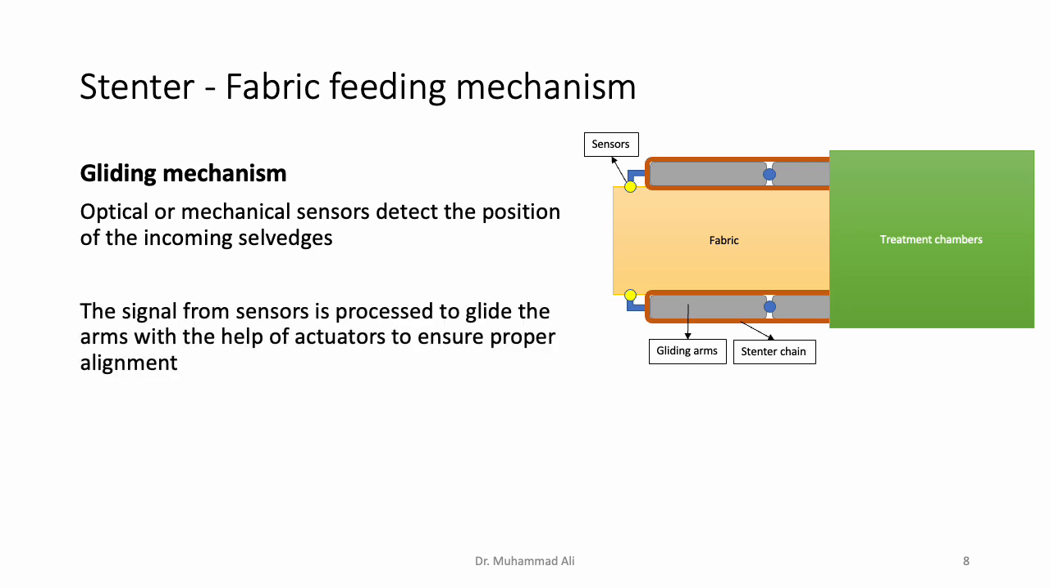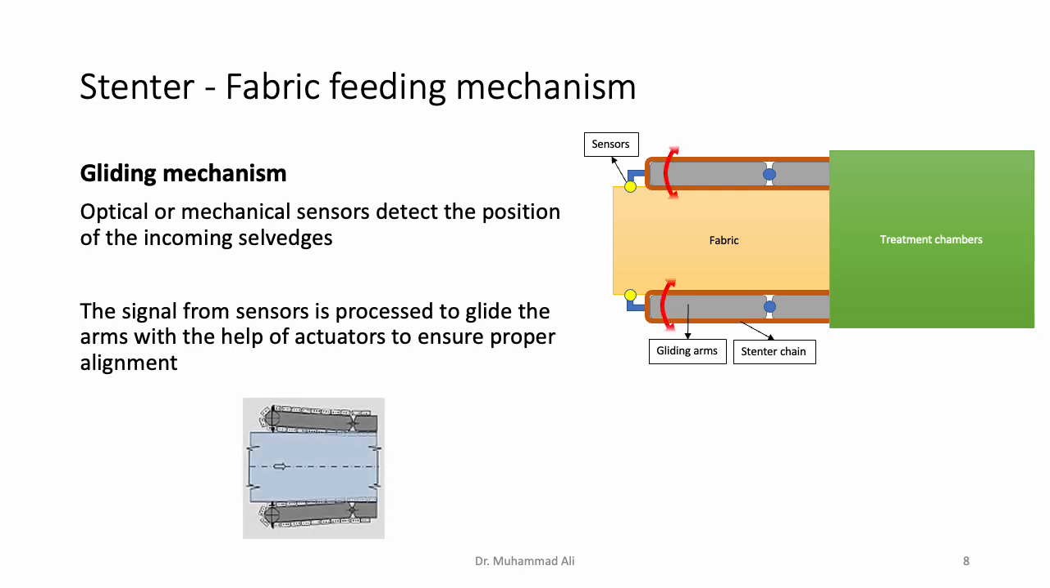And the signal from these sensors is of course processed, and the gliding arms are moved with the help of actuators to ensure that they are properly aligned with the fabric selvedges. So the gliding arms can swivel left to right according to the position of the fabric.